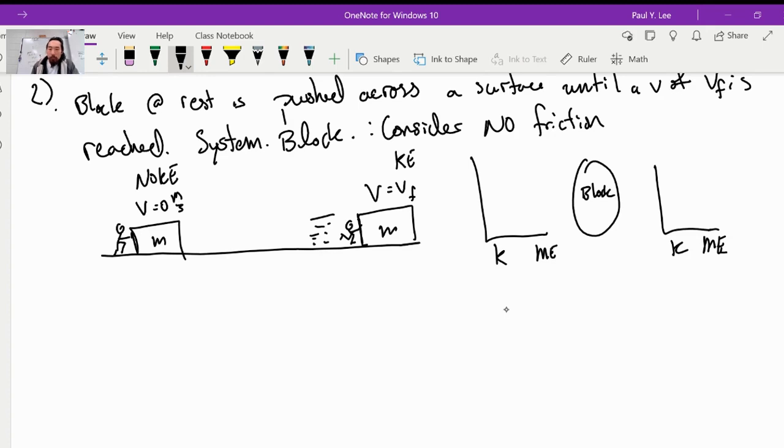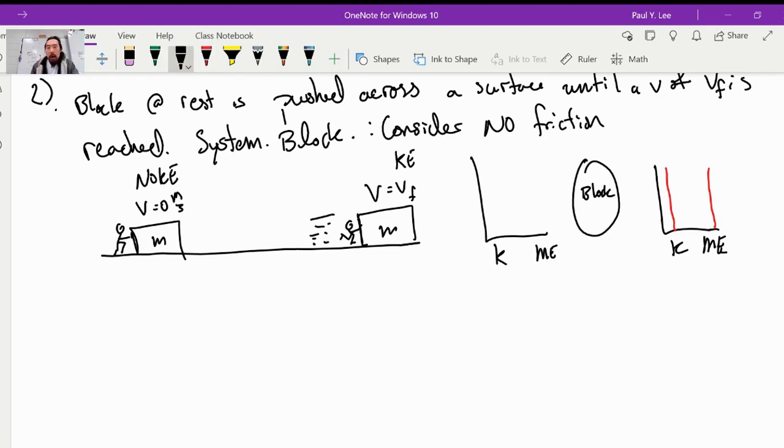All right. Now you might be wondering, well, Mr. Lee, I know that the person is pushing the block. Why don't you put that person in the system? Simply because the problem says the person is not part of the system, right? That's it. The person is not part of the system. The system is just the block. So if we were to do the bar chart, we know that at the end it's moving. There's mechanical energy.